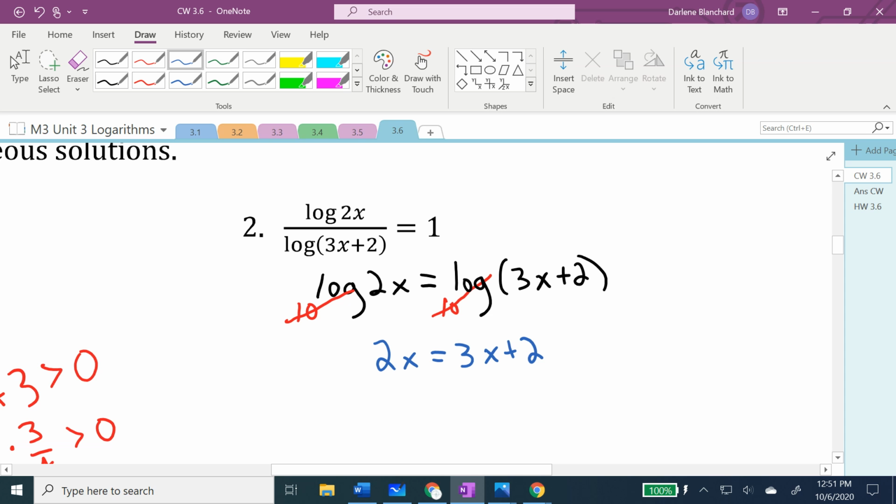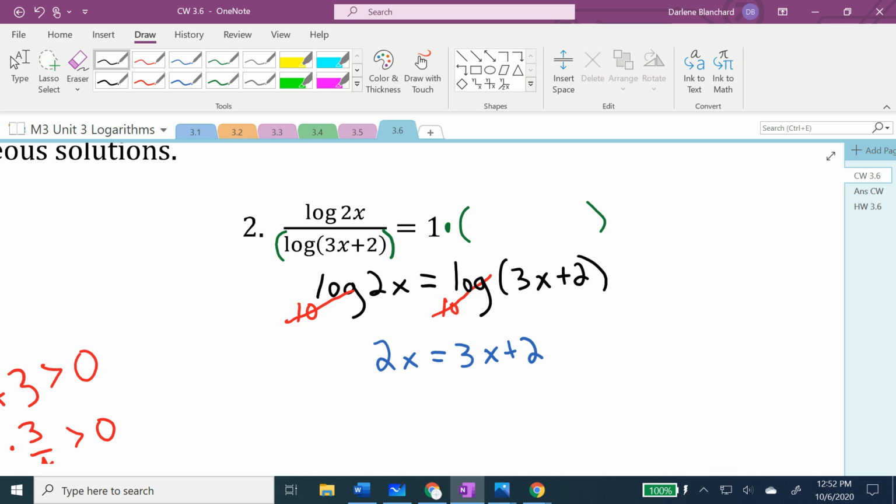Yes. How did you get from log 2x divided by log blah, blah, blah, and then how did you turn that? I multiplied by the denominator. So I multiplied both. I just multiplied that over. Oh, yeah. Since it's 1. Yeah.